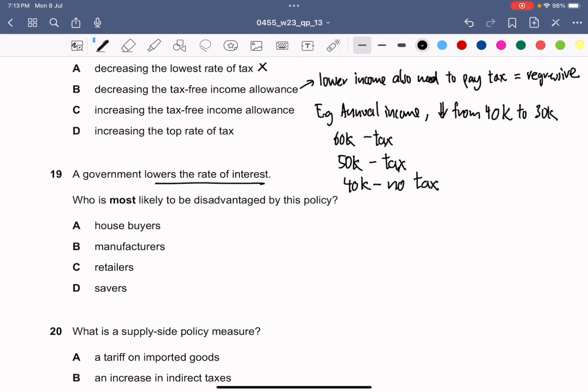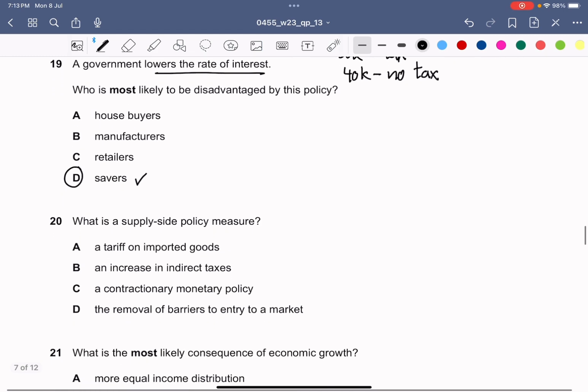Okay, move on to question 19. A government lowers the rate of interest. Who is most likely to be disadvantaged by this policy? So when you reduce the interest rate, it's definitely the savers, because they earn less interest if they keep savings in the bank. So it's D for question 19.